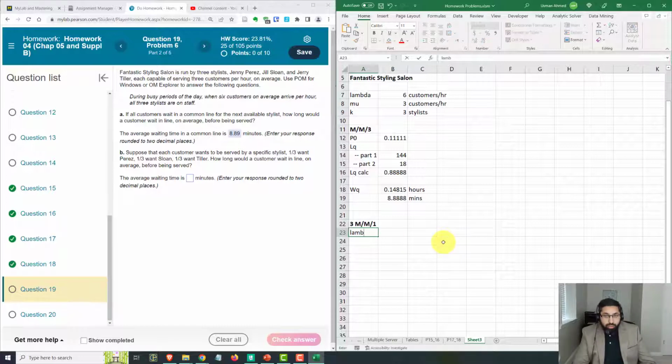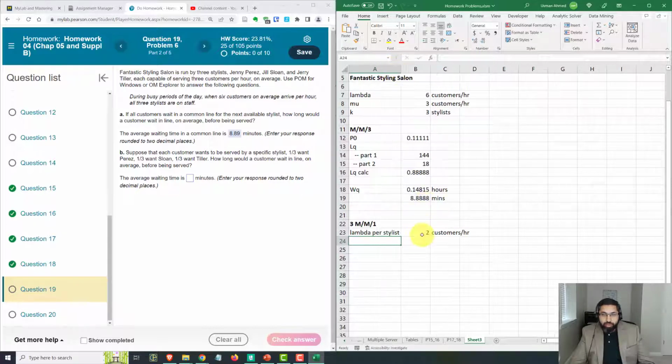So now for this one, lambda arrivals are still the same, customers per hour. Oh no, actually the arrivals are going to be different, because 6 customers arrive for all 3 stylists, but how many customers go to 1 stylist? That's going to be 2, because 1/3 times the old lambda will be the new lambda. So lambda for each individual stylist is going to be 1/3 times the old lambda, which is 2 customers per hour. Mu is going to stay the same, because each stylist is working at the same rate, 3 customers per hour. There's no k, it's just 1.